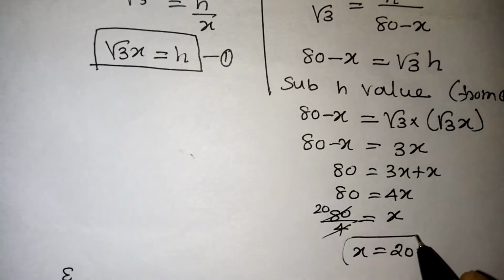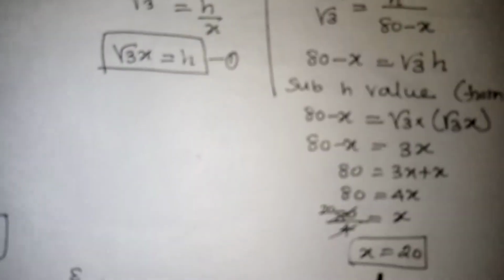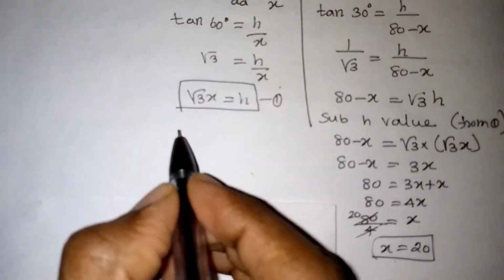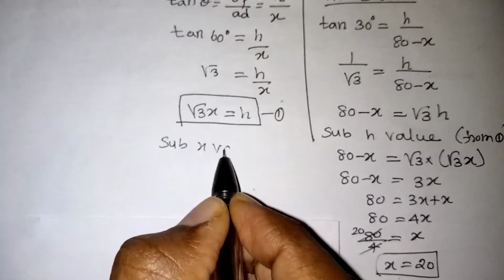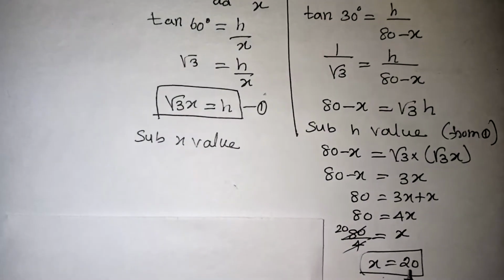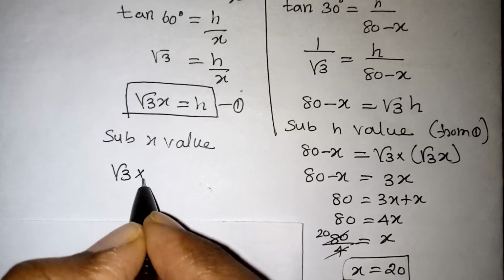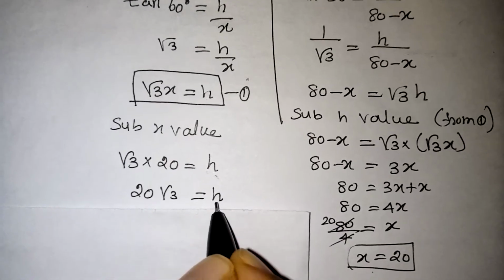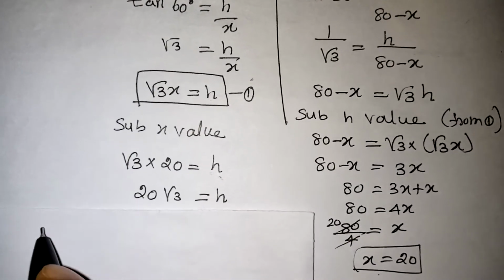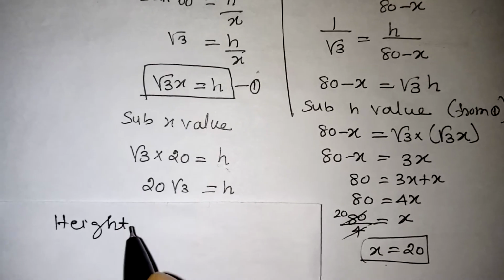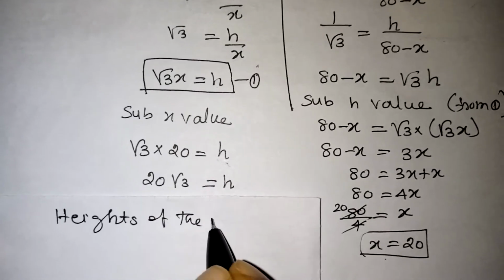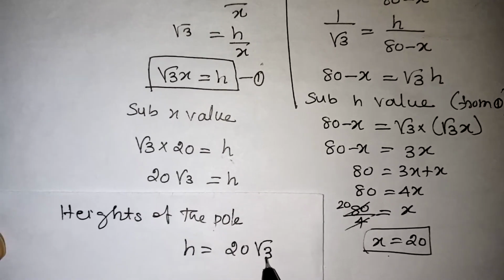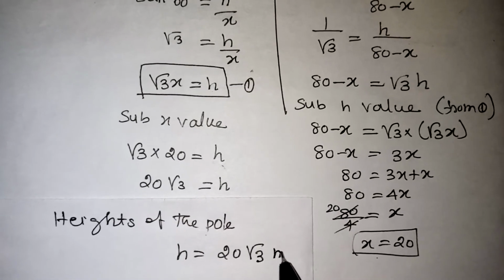After getting the x value, we have to find the h value also. Let's substitute the x value in the first equation. In the place of x we substitute 20. So we can write root 3 into 20 is equal to h, that is 20 root 3 is equal to h. H is nothing but the height of the pole. Both poles are the same height, so the height of the poles is h equal to 20 root 3. Because the question is given in meters, this also will be in meters.